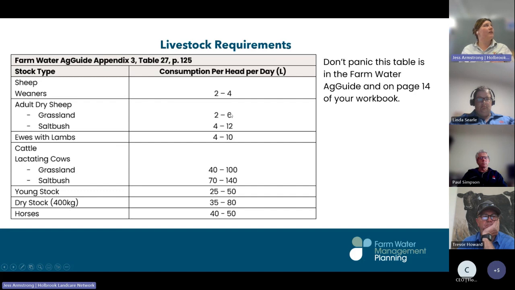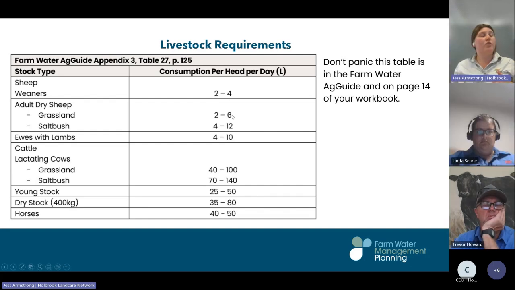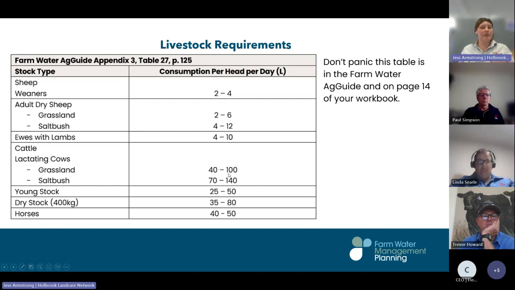You can see that an adult dry sheep is almost consuming double the amount per day as her grassland or pasture counterpart. We can also see that lactating cows can consume anywhere between 40 to 100 litres. And there are other variations down here as well. For the purpose of our calculations today, this is the table that we'll be working on. But don't panic, I've included this on page 14 of your farm water audit booklet as well.